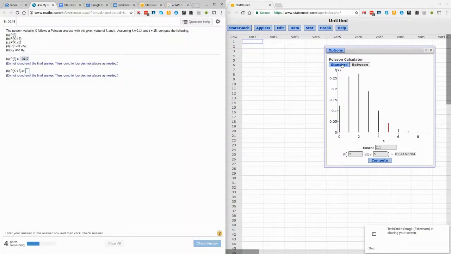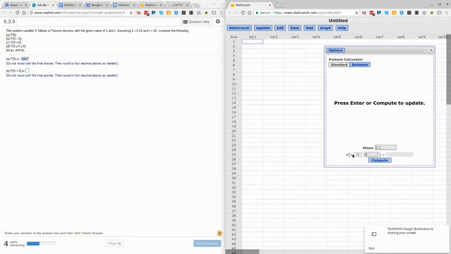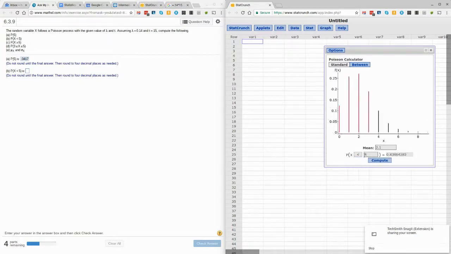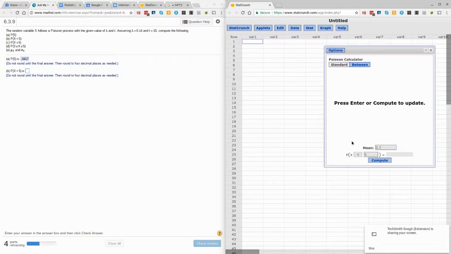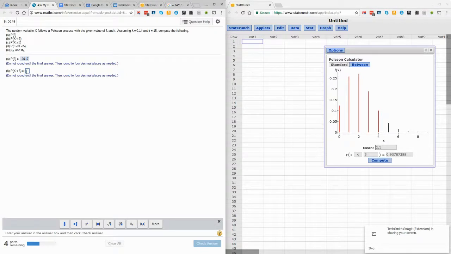And then to go less than 5, let's go back to the standard calculator. And less than 5 is really, oh, I think I can do less than here. Yeah, less than 5, sorry. And compute. And we've got 0.9. We're again supposed to do it to 4 decimal places, 0.9379.